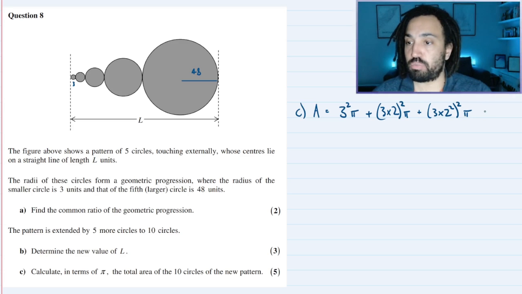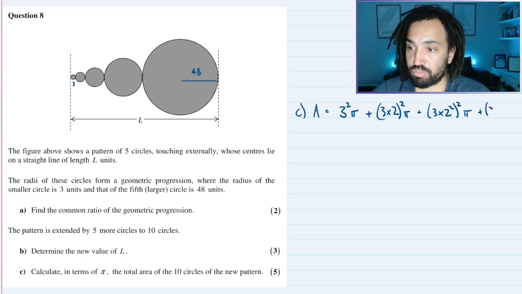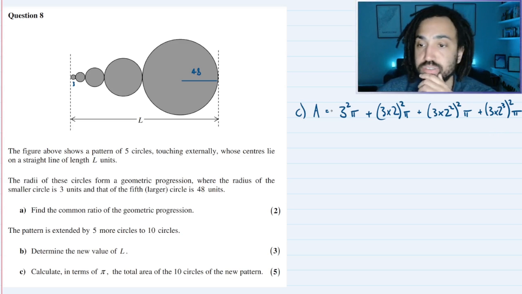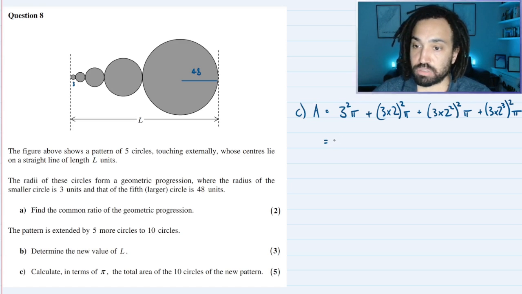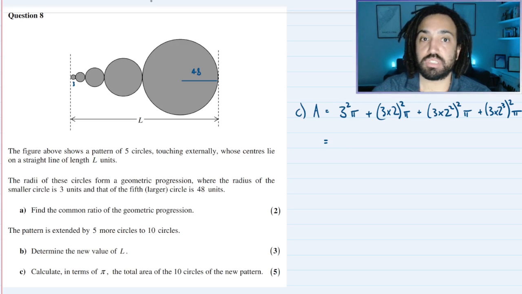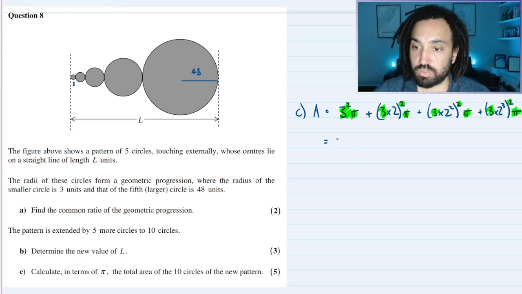And that pattern will continue, so that the next one would be 3 times 2 cubed squared pi. Okay, now if I were to expand this out, each term will contain a 3 squared pi. So 3 squared pi, 3 squared pi, 3 squared pi. So we can factorize that out of our summation.